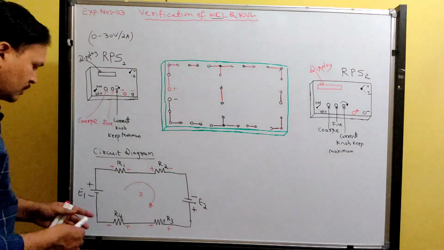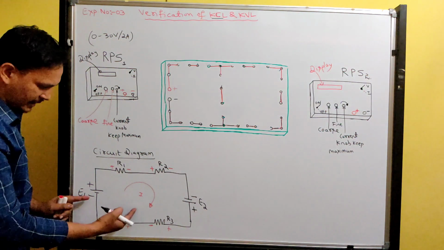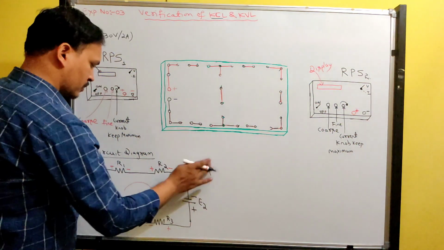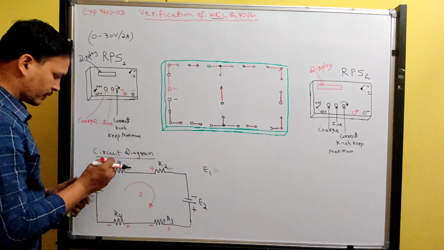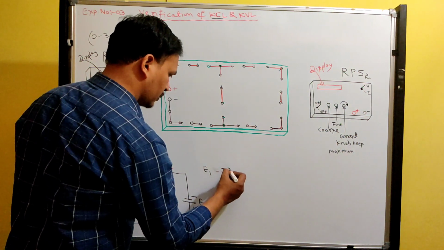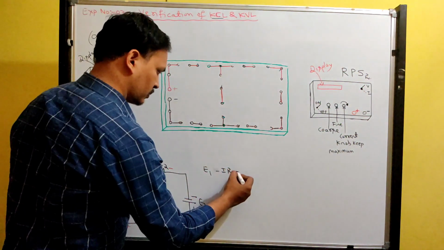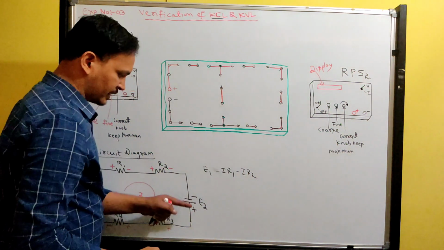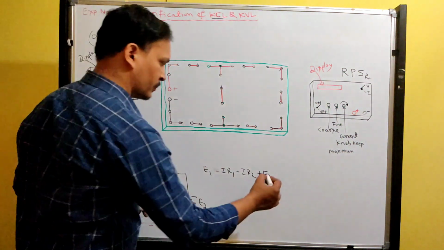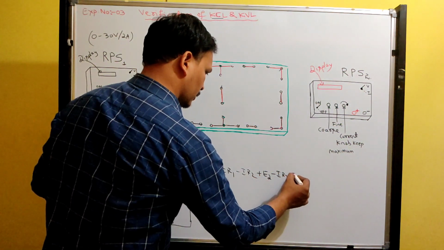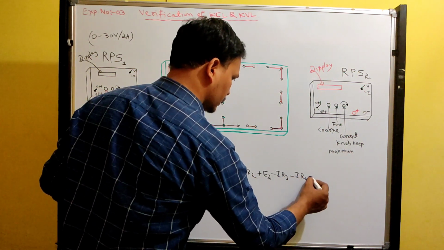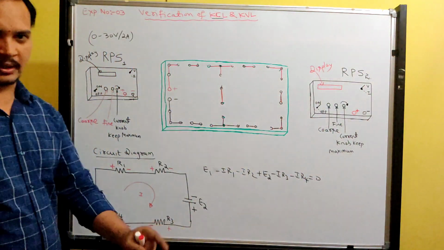Apply KVL to this loop. When a current enters from minus to plus, you should write a voltage rise, E1, and from plus to minus, a drop. This current flows from plus to minus for a resistor, so you should write a drop. What is the drop? Very good. IR1, plus to minus, drop; minus IR2, minus to plus, rise; plus E2, plus to minus, drop; minus IR3, plus to minus, drop; minus IR4 is equal to 0. Don't forget to write 0.